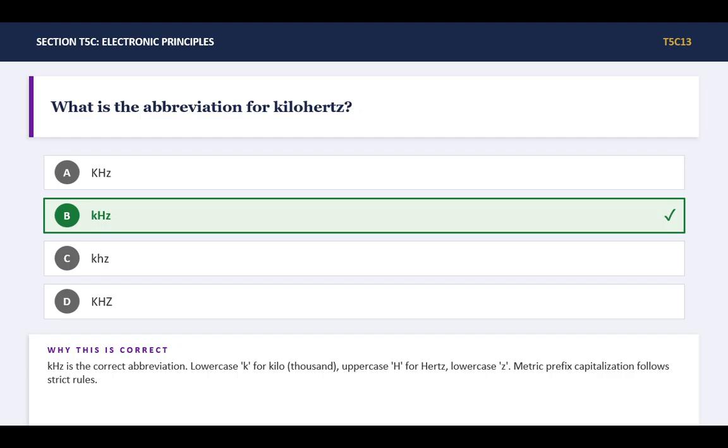What is the abbreviation for kilohertz? B. kHz, lowercase k, capital H, lowercase z. kHz is the correct abbreviation. Lowercase k is for kilo, or thousand, uppercase H is for hertz, and lowercase z. Metric prefix capitalization follows strict rules.